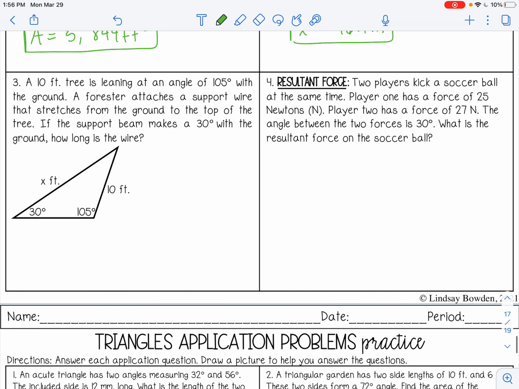All right, number 3, a 10-foot tree is leaning at an angle of 105 with the ground. A forester attaches a support wire that stretches from the ground to the top of the tree. It makes a 30-degree angle with the ground, and we want to know how long is the wire.